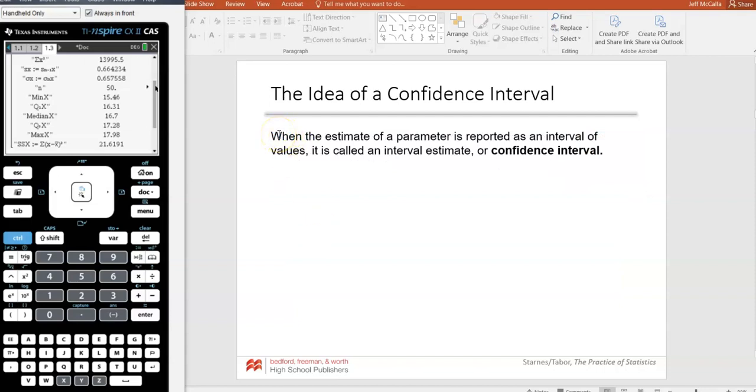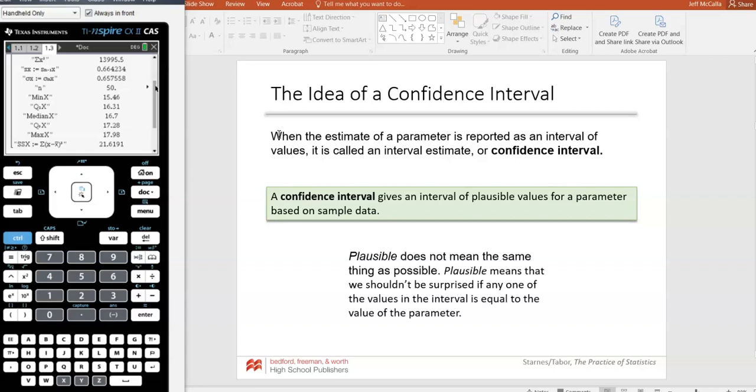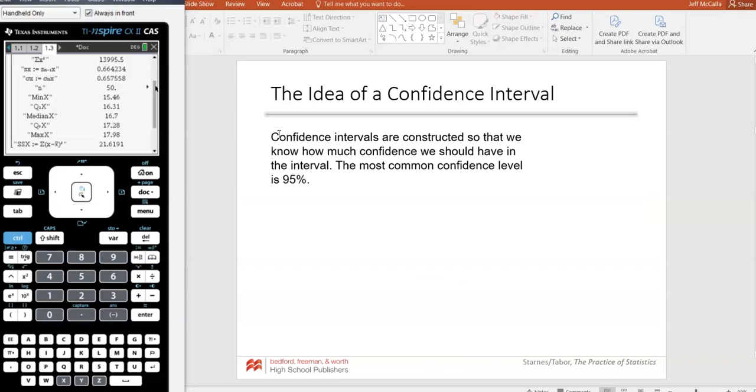When the estimate of a parameter is reported as an interval of values, it's called an interval estimate or a confidence interval. That's kind of what we're getting at here, this idea of a confidence interval. It gives all the plausible values of the parameter. So we're trying to estimate the parameter of the population based on the sample data. Plausible is not quite the same thing as possible. Plausible means that we think the true value of the mean is going to be in between those two values. We wouldn't be surprised if it came between them.